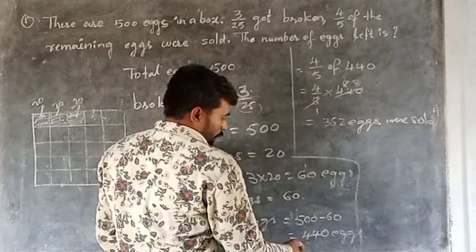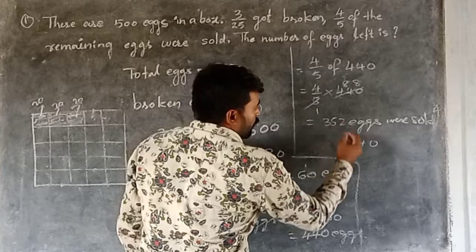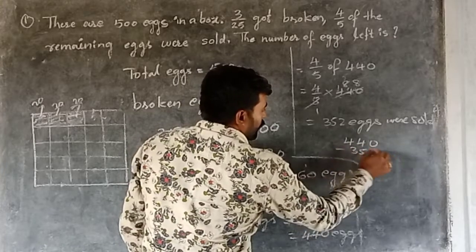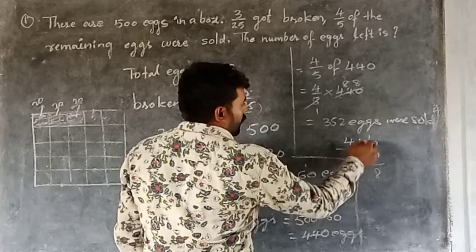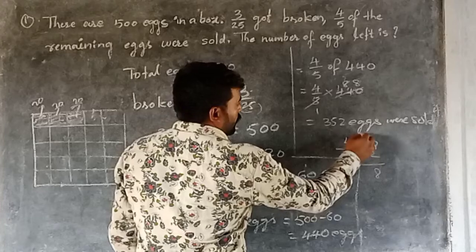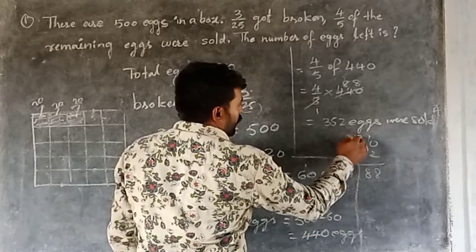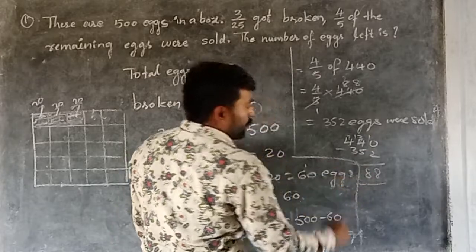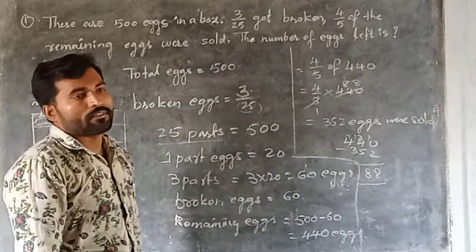Okay. You have how many x? 440. How many eggs were sold? 352. You can subtract. 10 minus 2 is 8. Here 3. You can borrow 1. That means 13. 13 minus 5 is 8. Here 3 minus 3 is 0. That means how many eggs were left? 88 eggs are left with you.